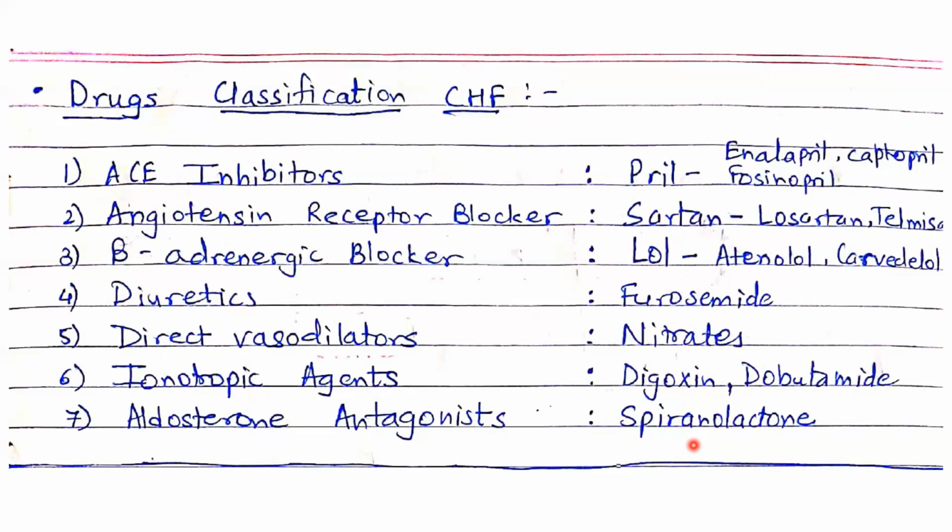If you have understood the pathophysiology, you will easily be able to understand the classification. You can also make a mnemonic like: ACE inhibitor, angiotensin receptor blocker, aldosterone antagonist. Then comes D, beta adrenergic blockers. Then comes D, diuretics and direct vasodilators. And then comes I. Okay, so that way you may remember the classification. Easy to remember.